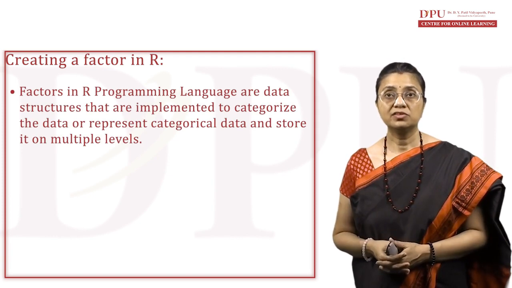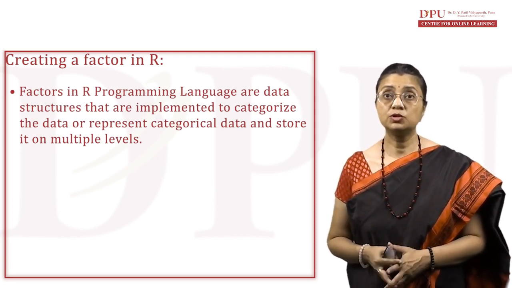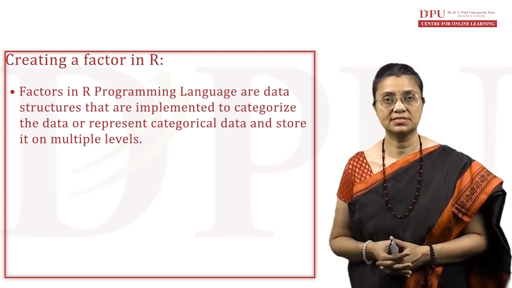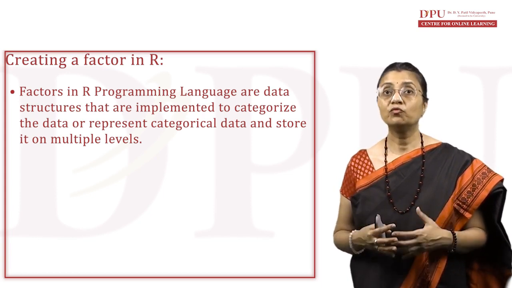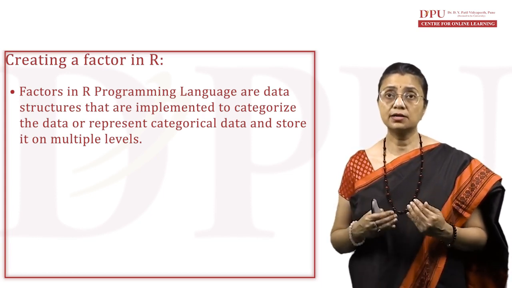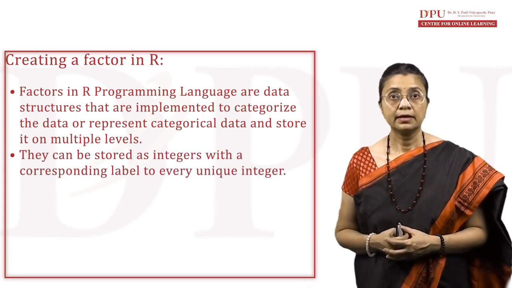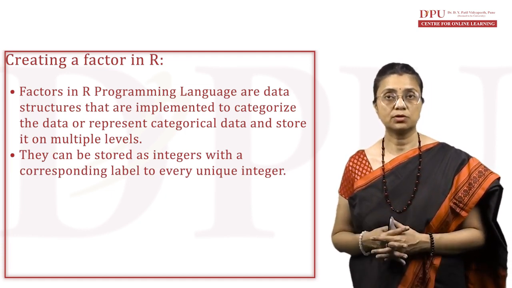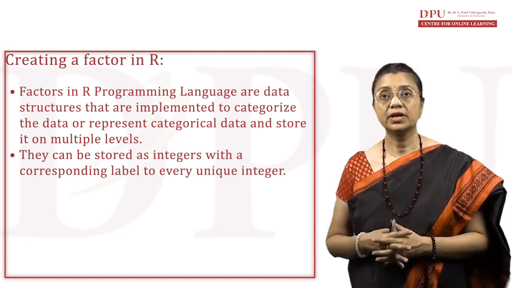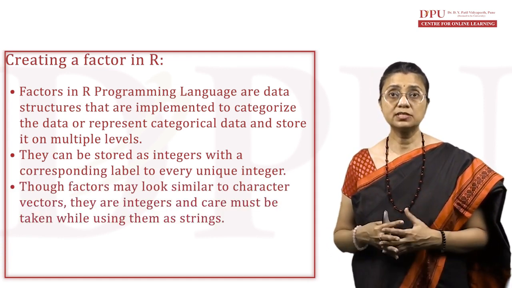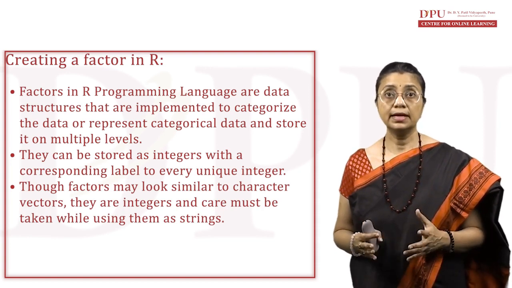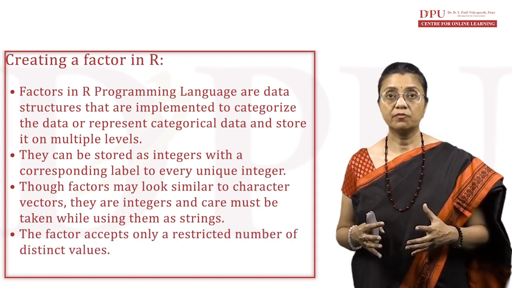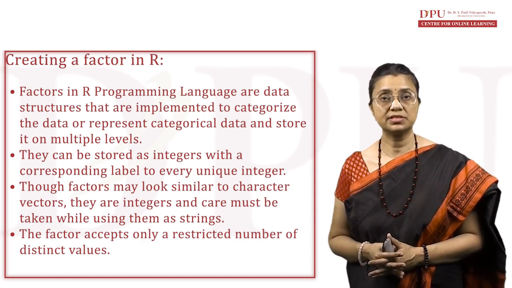Factors in the R programming language are data structures that are implemented to categorize the data or represent categorical data and store it on multiple levels. So basically, we divide the data into categories and start storing that on multiple levels. They can be stored as integers with a corresponding label to every unique integer. Though factors may look similar to character vectors, they are integers and care must be taken while using them as strings. The factors accept only a restricted number of distinct values.